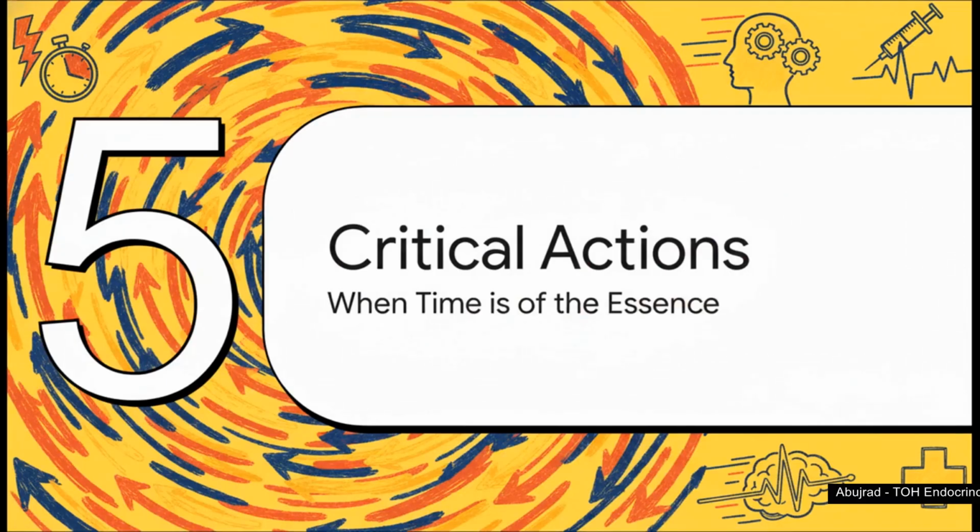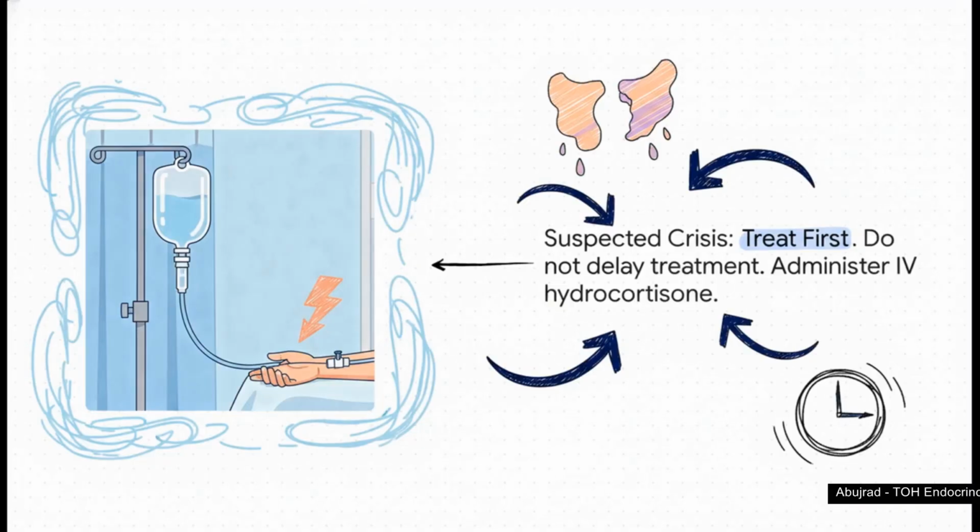We've now arrived at the most critical part of our roadmap. This is where a fast, correct decision can literally be the difference between life and death. So what do you do when you suspect a full-blown adrenal crisis? There is one single, non-negotiable rule here. You treat first and you diagnose later. If your patient is hemodynamically unstable and AI is on your radar, you do not wait for a cortisol result to come back from the lab. You give 100 milligrams of IV hydrocortisone and you start aggressive fluid resuscitation.